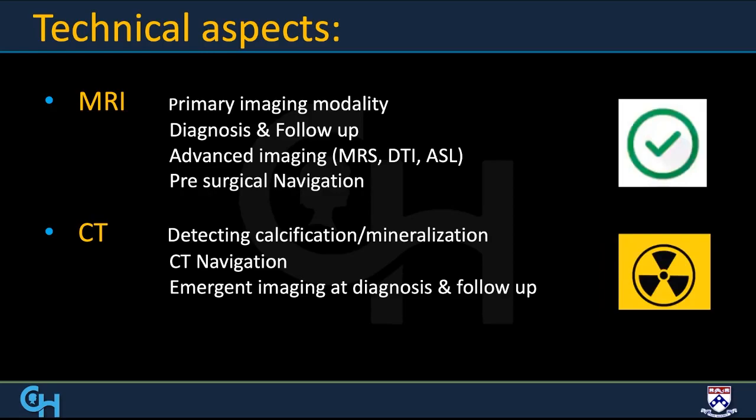Now let's look at the imaging modalities we utilize in the evaluation of brain tumors. So MRI is the primary imaging modality. It is useful both in diagnosis as well as in follow-up of brain tumors. You can utilize the advanced imaging tools such as MR spectroscopy, diffusion tensor imaging, and arterial spin label perfusion for further characterization of tumors, and it also has an important role in providing the pre-surgical navigation to help the surgeon in the OR for resection of tumors.